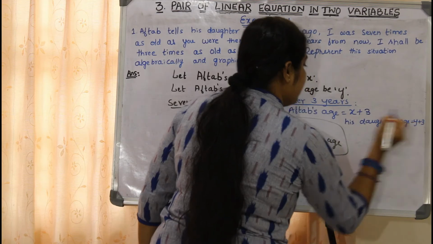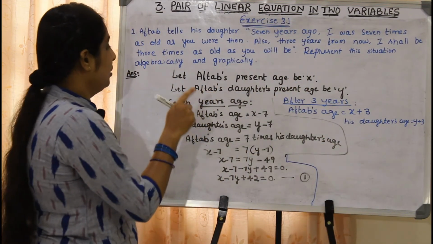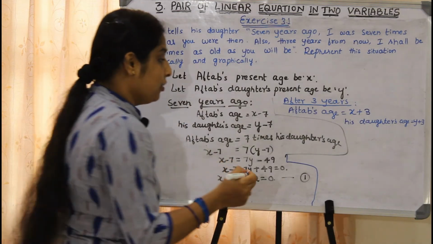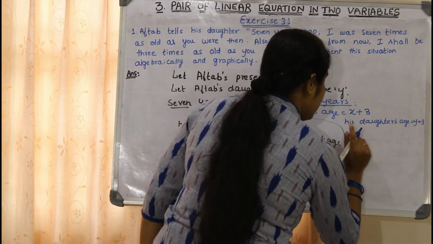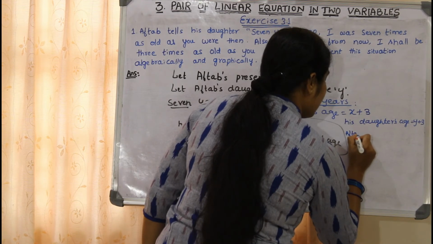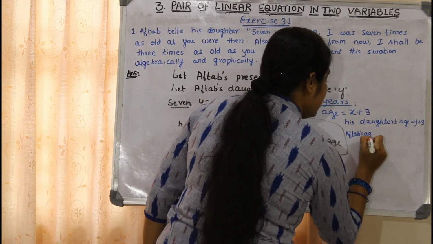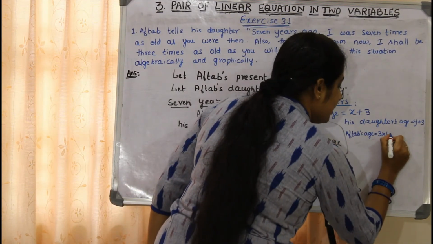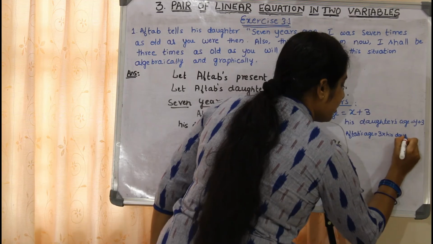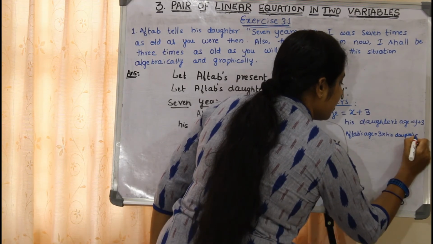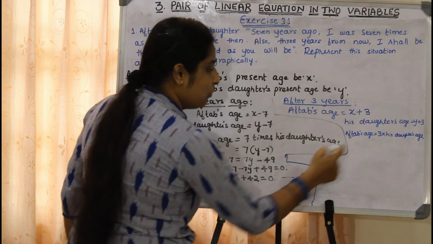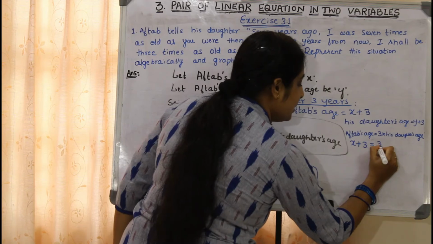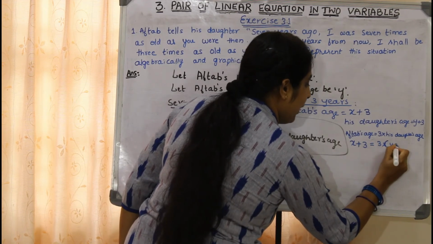Y plus 3. Again, what's the condition? I shall be 3 times as old as you. So, Aftab's age is equal to 3 times his daughter's age. So what is Aftab's age? x plus 3. His daughter's age is 3 into y plus 3.